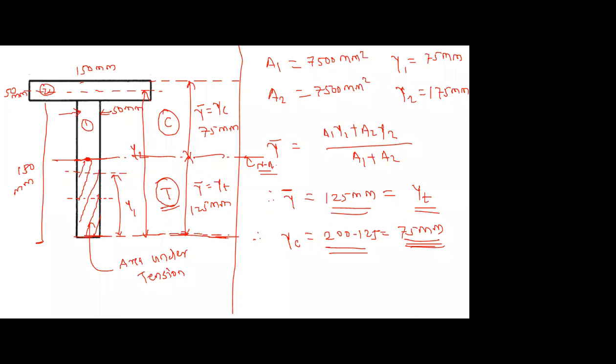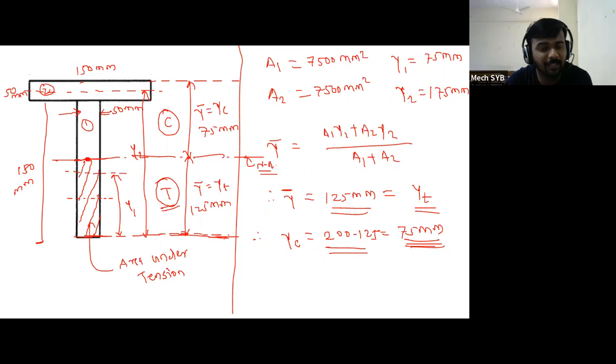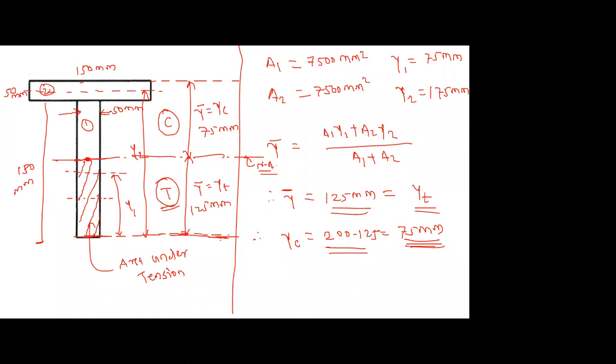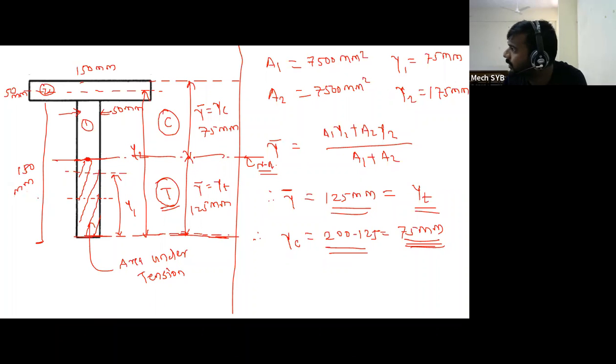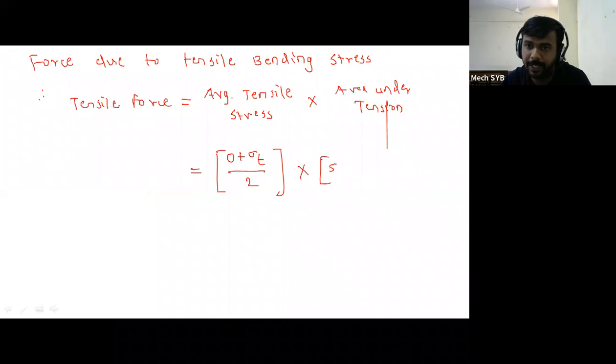How it is 75? न्यूट्रल ऍक्सिसची पोझिशन काय आहे? न्यूट्रल ऍक्सिस बरोबर सेंटरला आहे का? 125. तुम्ही काय केलं? 150 डिवाइडेड बाय 2 केलं. पण आहे का? आपण फक्त न्यूट्रल ऍक्सिसचा खालचाच पोर्शन कन्सिडर केला. जर हा सेंटरला असला असता तर 150 डिवाइडेड बाय 2 आपण डायरेक्ट केलं असतं. पण आहे का? नाही. तर ह्या न्यूट्रल ऍक्सिस पासून खालच्या फायबरचं डिस्टन्स म्हणजे तुमचं कुठलं डिस्टन्स आहे? y बार म्हणजेच y2. मग त्याचा एरिया काय असणार आहे? 50 इंटू 125.